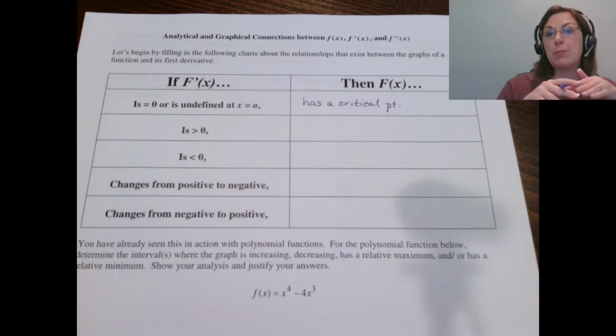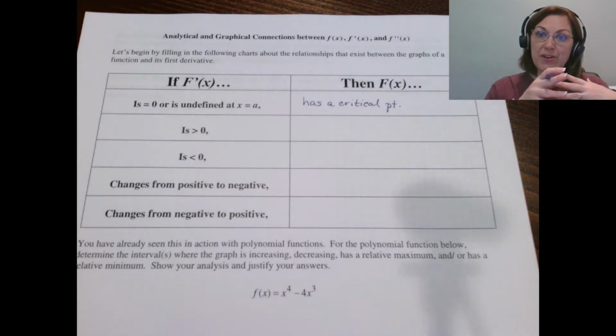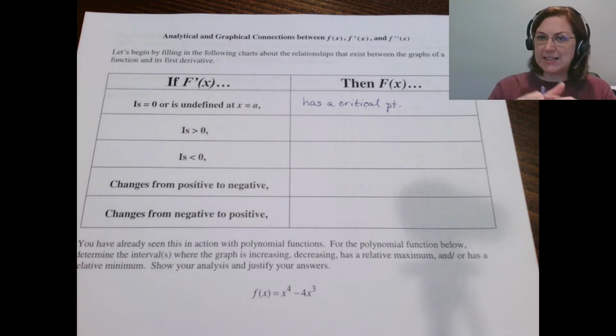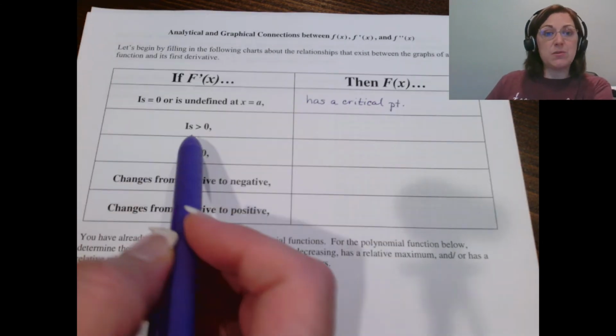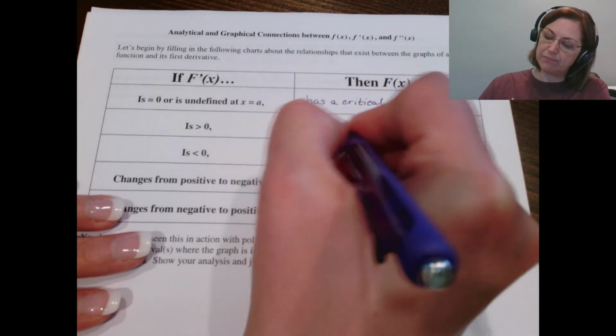Many times this critical point can turn into a max or min on the graph of the function, but it's just a point of concern that we want to use, and we'll show you how to test for those other values. Now, if the derivative is greater than 0, meaning it's positive, then the function is increasing.